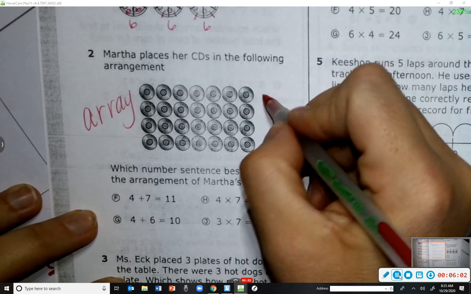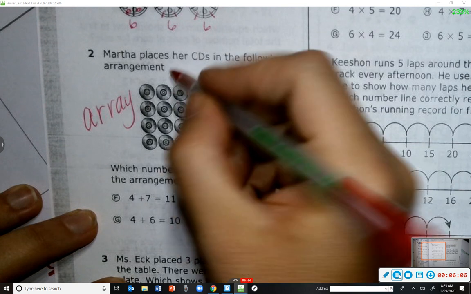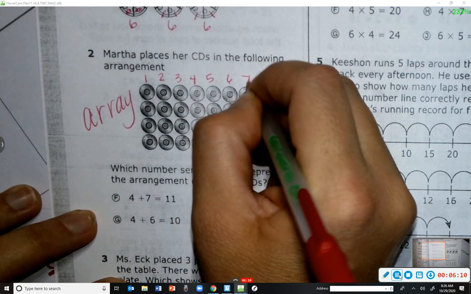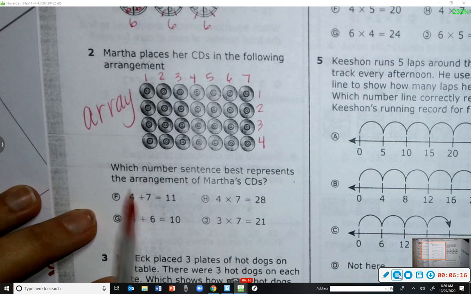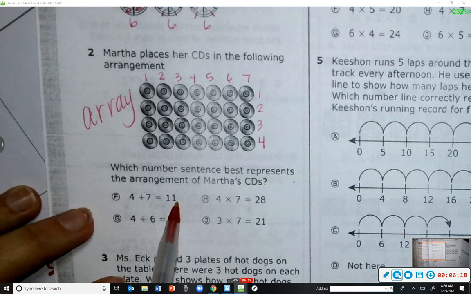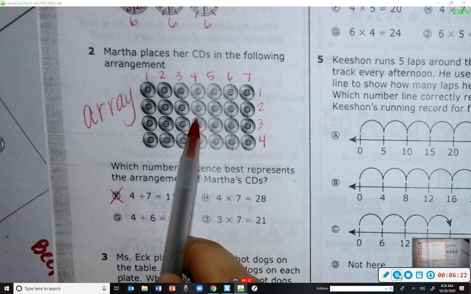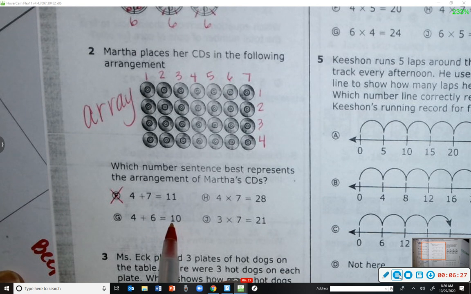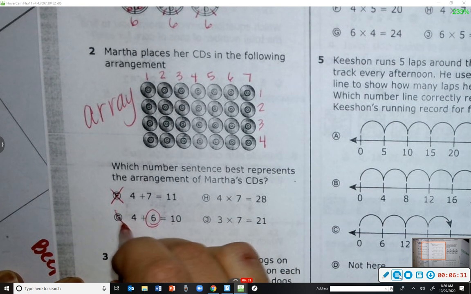Okay. So I can count the rows. There is 4. And the columns, 1, 2, 3, 4, 5, 6, 7. Okay, so I know I'm not going to be adding, right? This wouldn't make sense. 4 plus 7 is 11. Plus I can see there's way more than 11 CDs here. 4 plus 6? No. No, that's not even using the correct numbers.